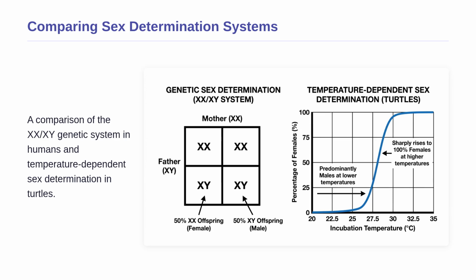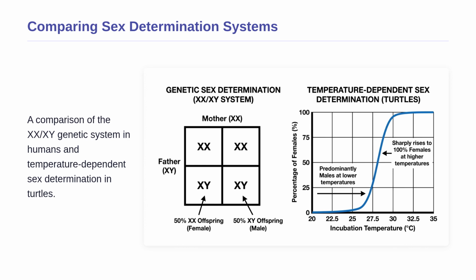Having calculated the genetic ratios, let us visually compare these two vastly different systems. On the screen, you are looking at a side-by-side comparison of genetic and environmental sex determination. On the left, we have the classic Punnett square for the human XY system. You can clearly see the mother's X chromosomes on top and the father's X and Y on the side, perfectly illustrating that 50-50 split we calculated earlier.